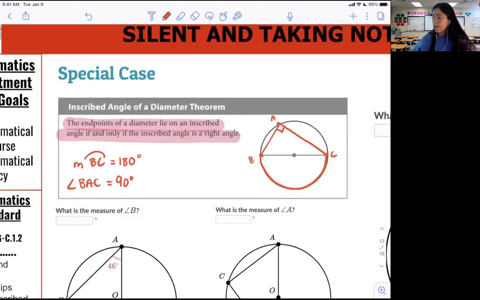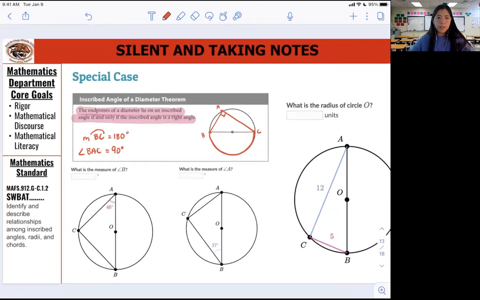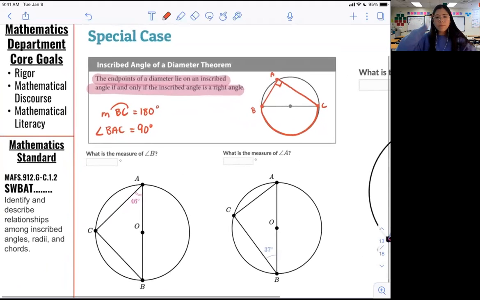So that's why if the endpoints of the inscribed angle are on the diameter, then the inscribed angle is a right angle. So that's a special case. And since it's a right angle, we already know there's a lot of very useful relationships with right angles. So for example, let's look at the first two examples, which are a little bit easier.